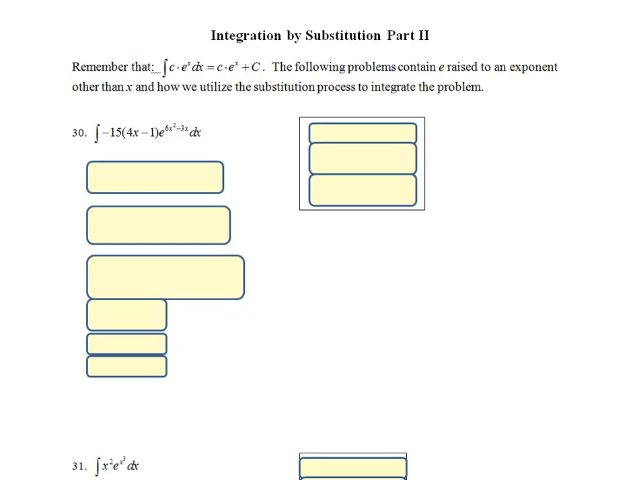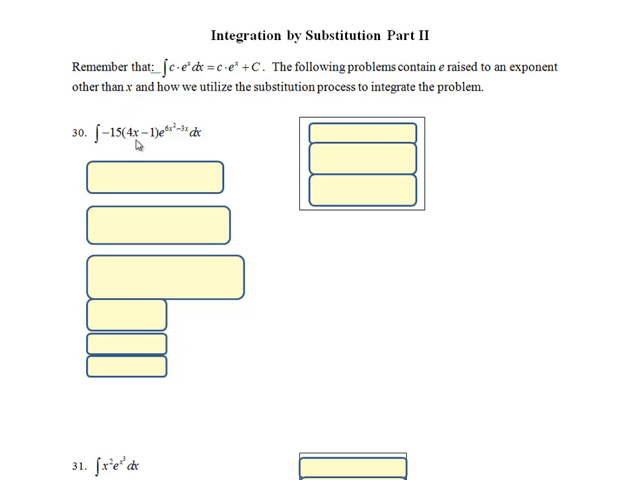Now we're going to do integration by substitution part 2. First one we're going to look at, I need you to remember that when you were integrating a constant times e to the nice x dx, it was equal to its own antiderivative plus the constant of integration. Now the following problems are going to have e raised to an exponent other than the nice x, and we've got to utilize the substitution process to integrate the problem.